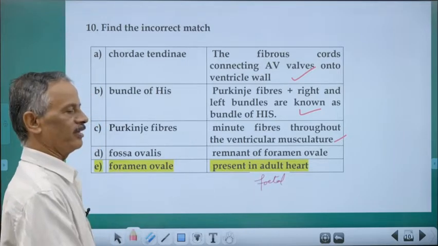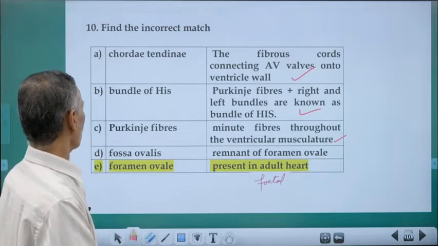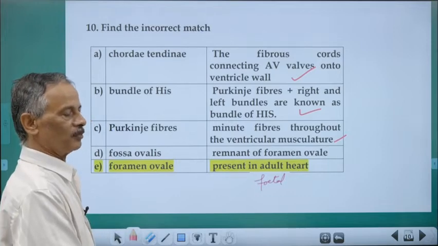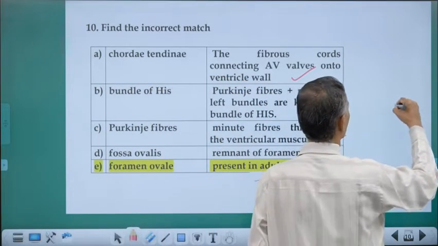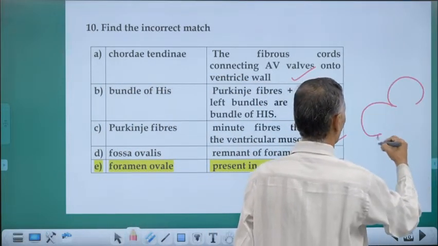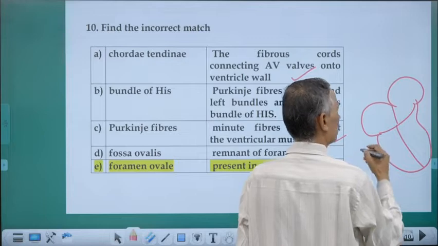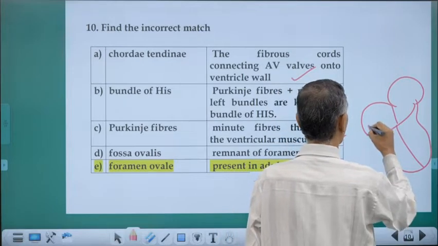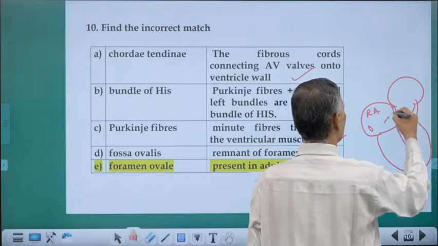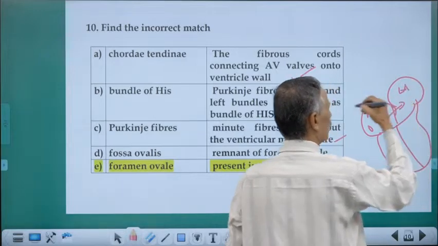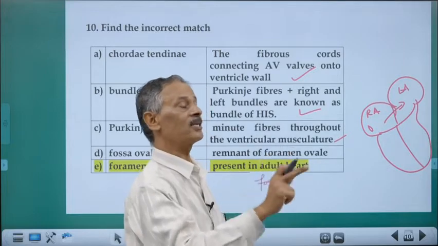Fossa ovalis. See, this is a term not given in our books. What is fossa ovalis? Fossa means a closed window. See, during development, in the fetal condition, the impure blood that is reaching the right atrium will be entering the left atrium through a small opening, a temporary aperture in the interatrial septum.